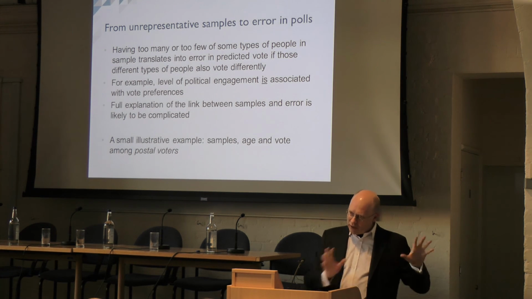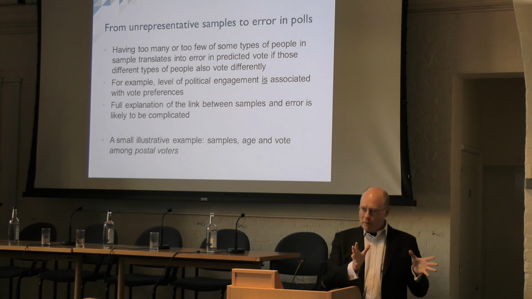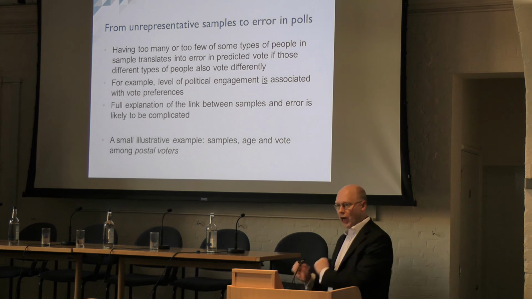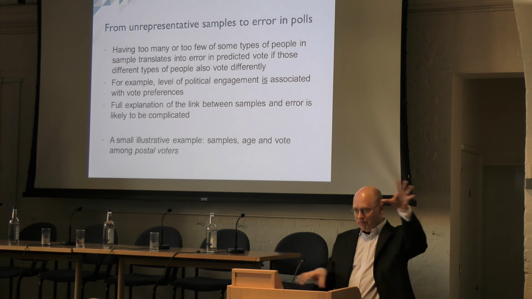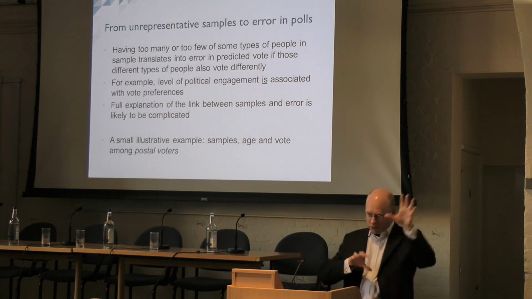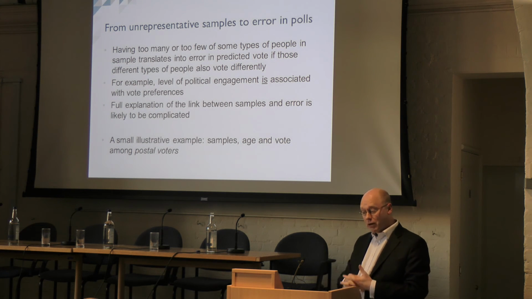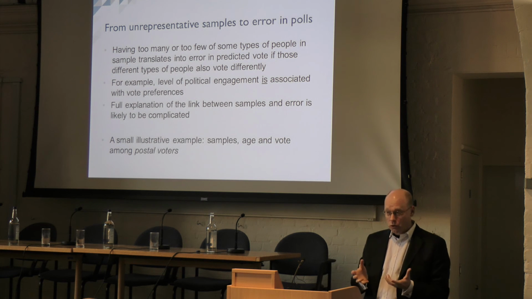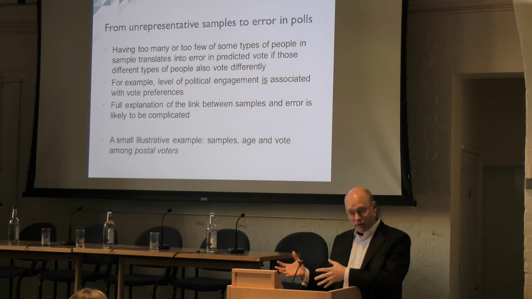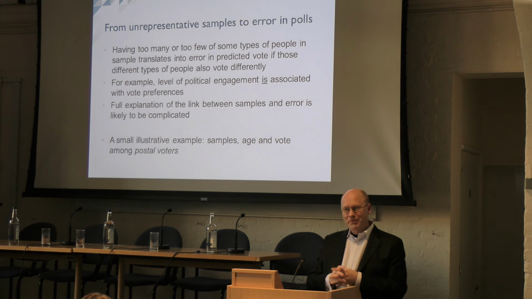So if we look at these other variables, the issue is that if you have unrepresentative samples on something else, so too many people of a certain type and too few of another, that will matter if that thing is in turn associated with voting, if those different types of people vote differently. For example, political engagement: we do know that it is associated with voter preference. So imbalance in that can translate into an error. Now, that translation is not straightforward.